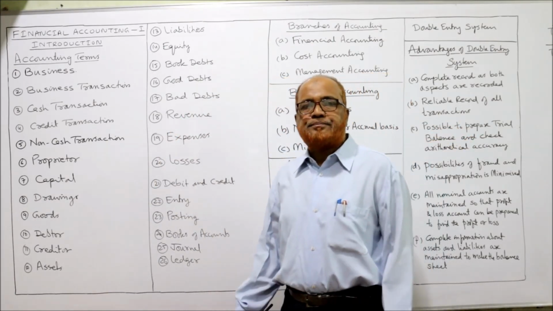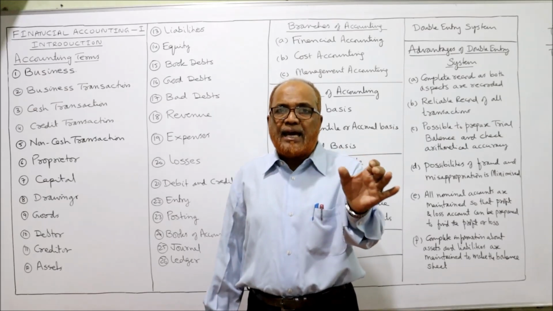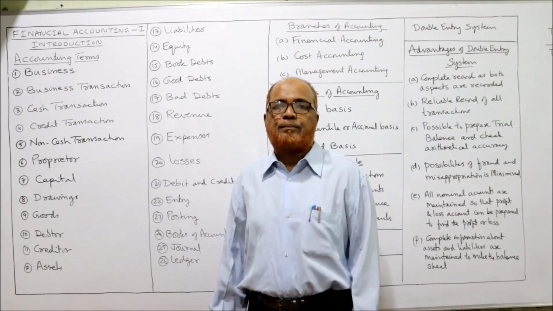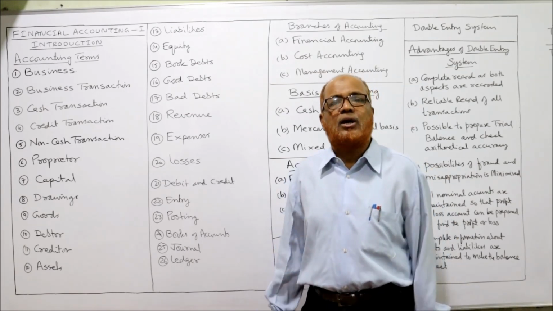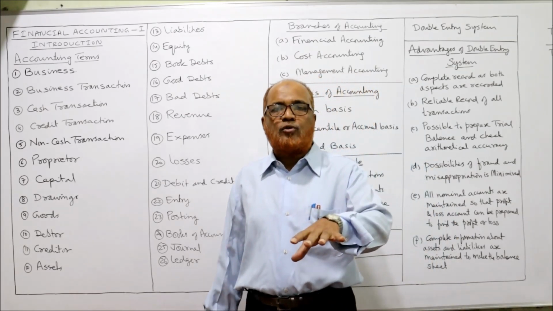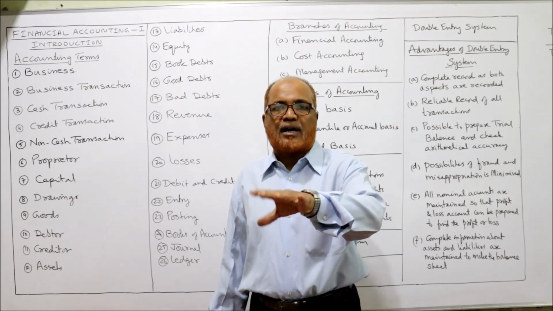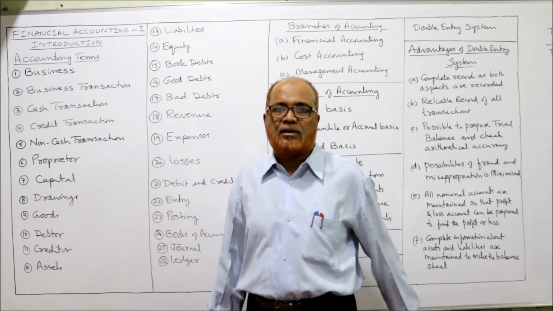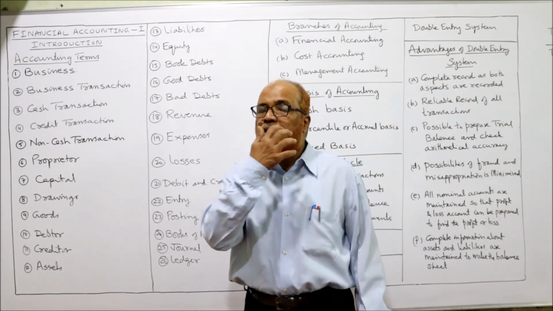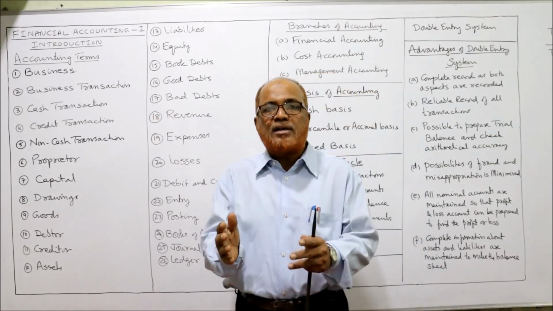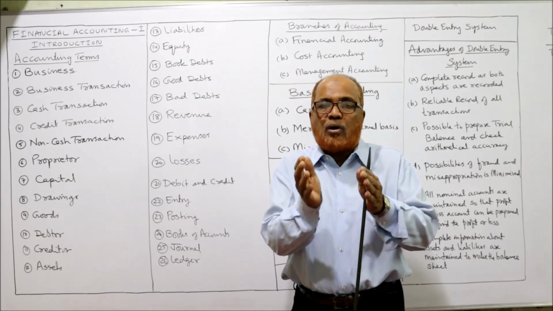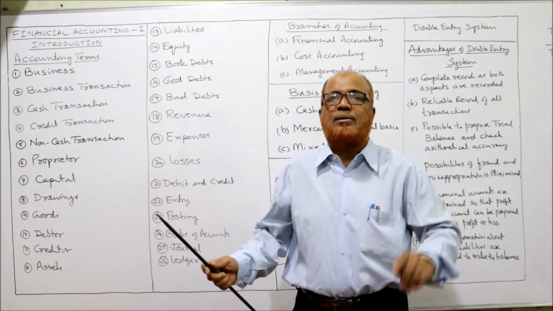Next comes equity. The claim against the assets of a business is called equity. Equity is of two types: creditor's equity and owner's equity. Creditor's equity means the claim of the creditors on the assets of the business. Owner's equity means the claim of the owners on the assets of the business.